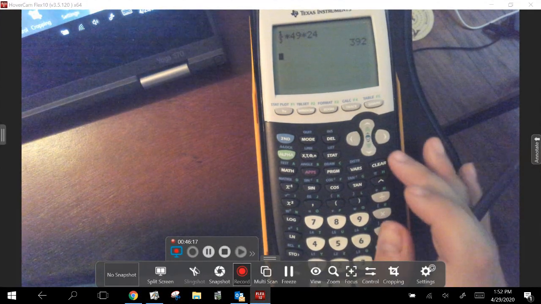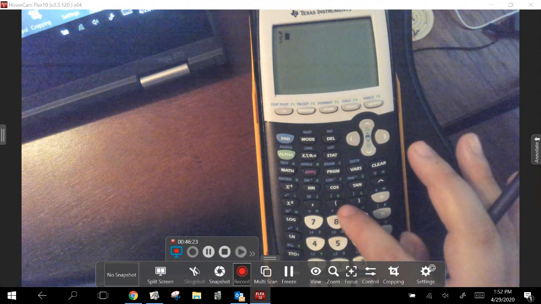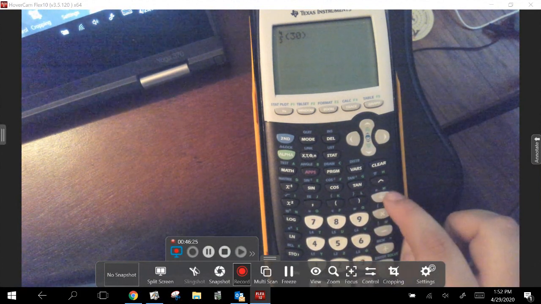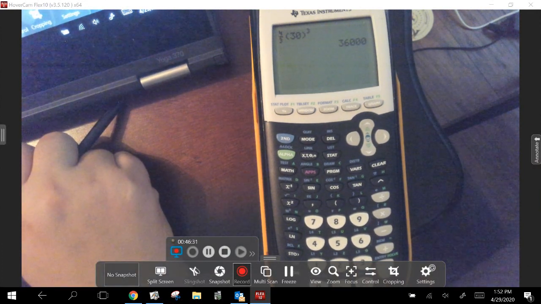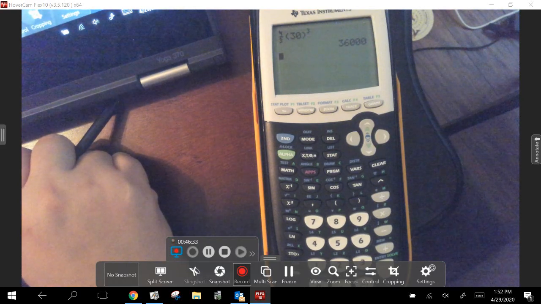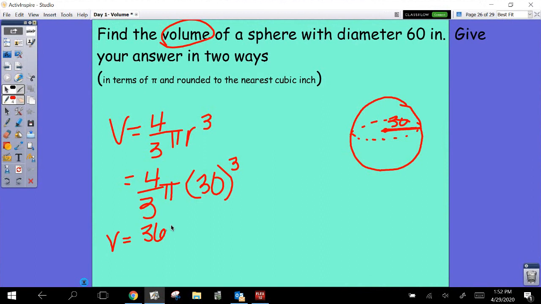So I'm going to do alpha y equals 4/3. I'm going to leave the pi alone. 30. And then to do cubed, you're going to do the caret cubed. So that's going to be 36,000 pi. And inches cubed because it's volume.